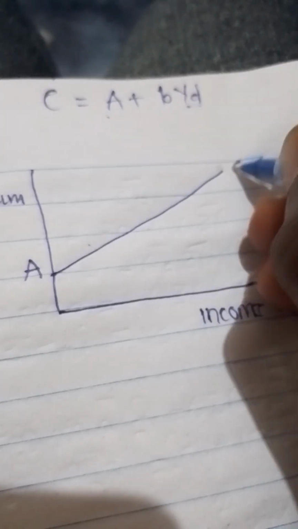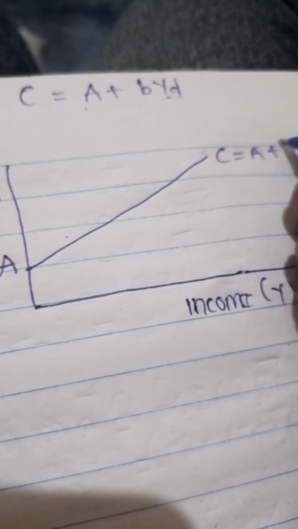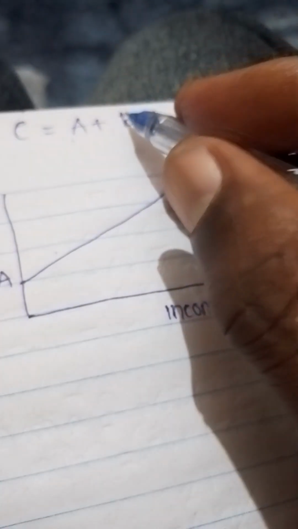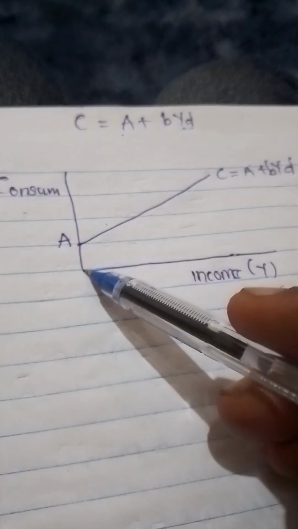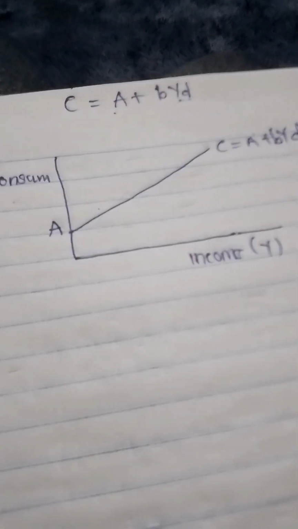So this becomes our C is equal to A plus bYD. If they ask you to draw a consumption function, don't start it from 0 here. It always starts from above 0 to represent this autonomous consumption.